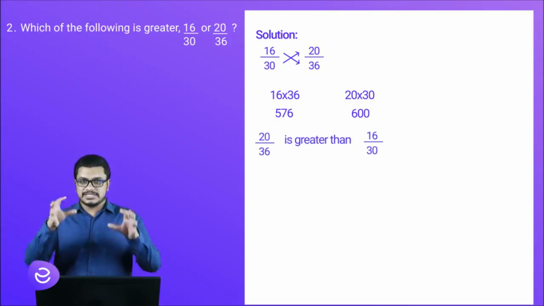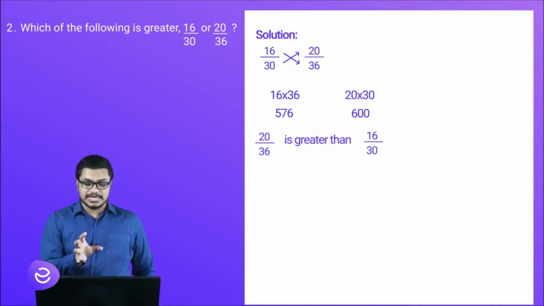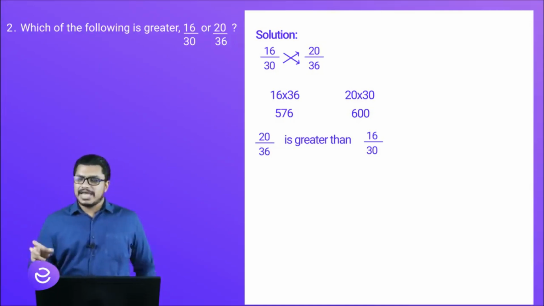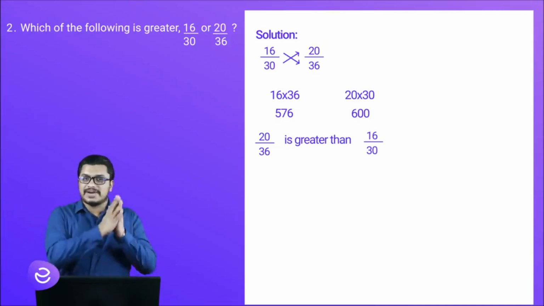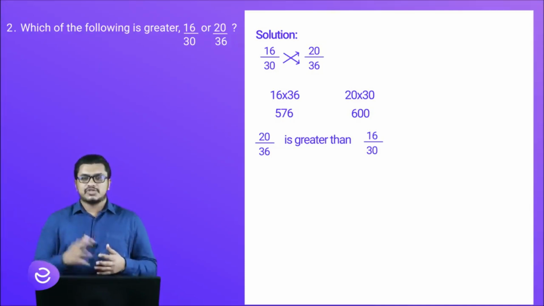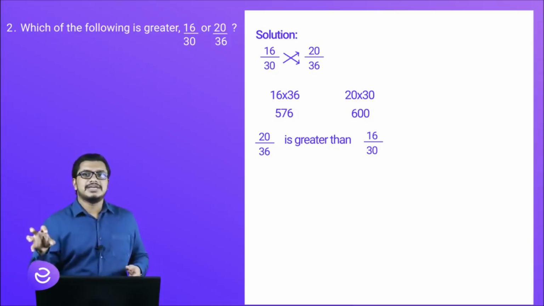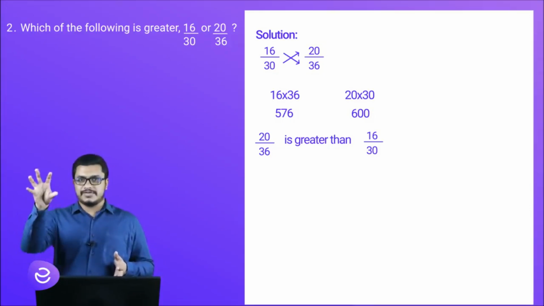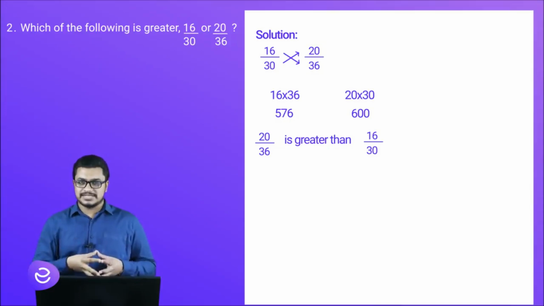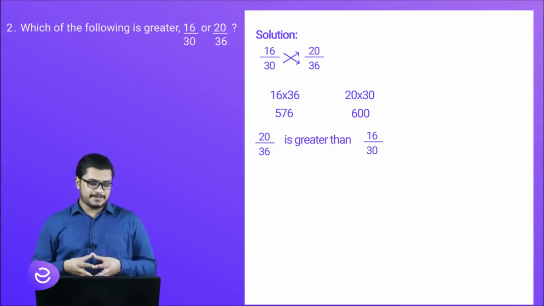As I said before, just have an understanding of the two original numerators, 16 and 20. Then cross multiply 16 into 36 and 20 into 30, and we get 576 and 600. Obviously 600 is the greater number. Which numerator has resulted in the formation of 600? Obviously 20. So which fraction has 20? That fraction will be higher.